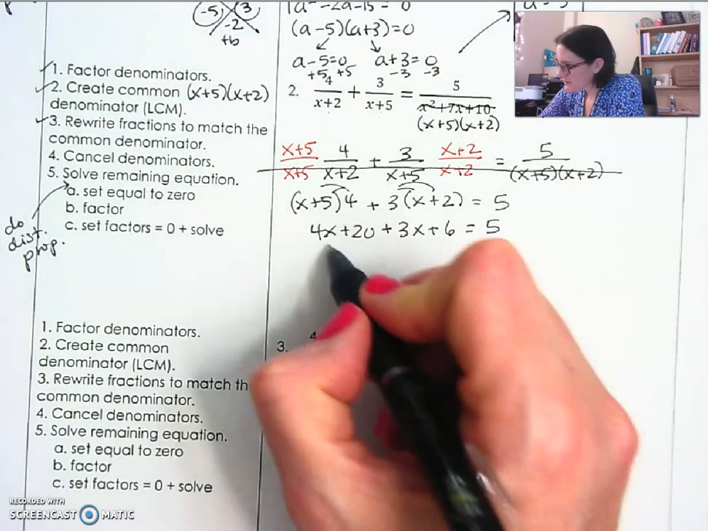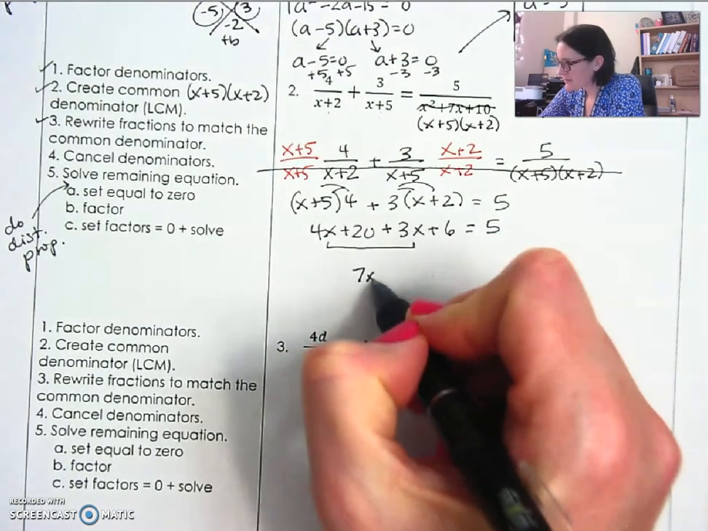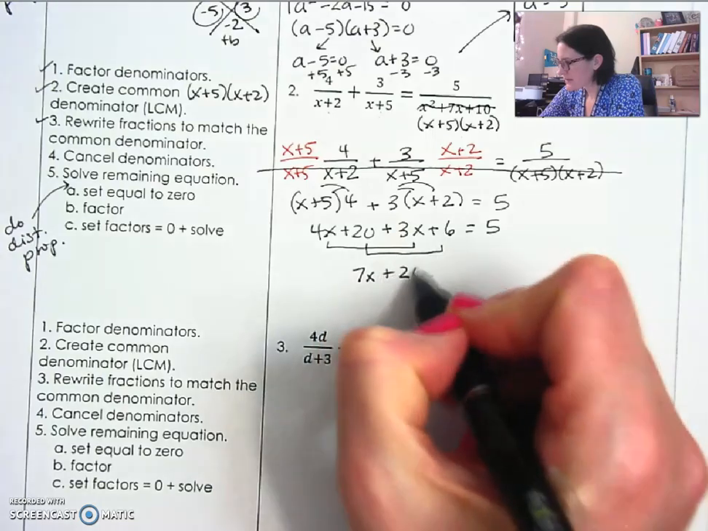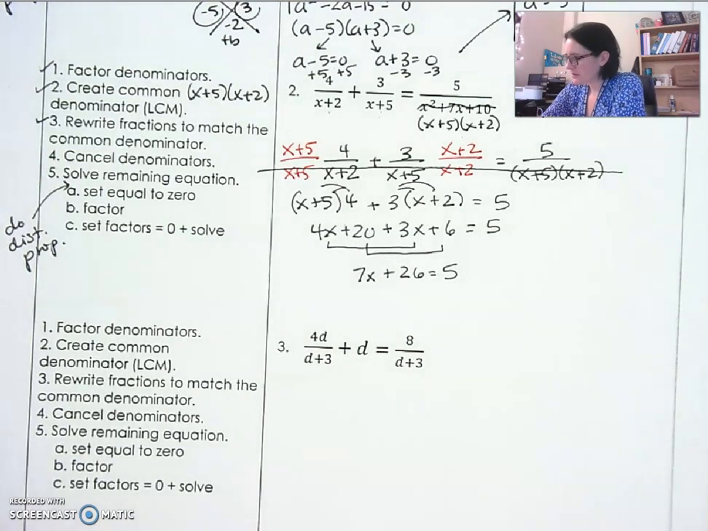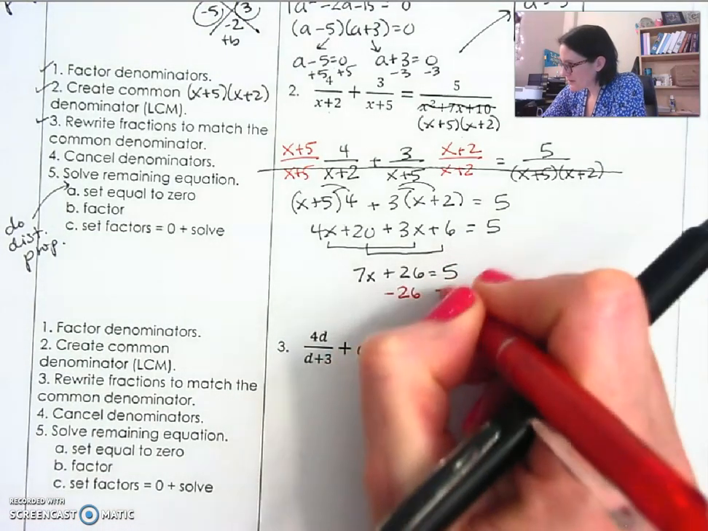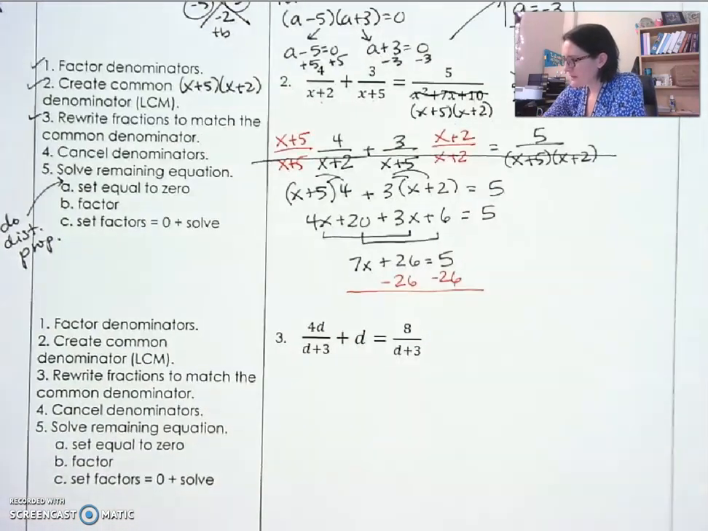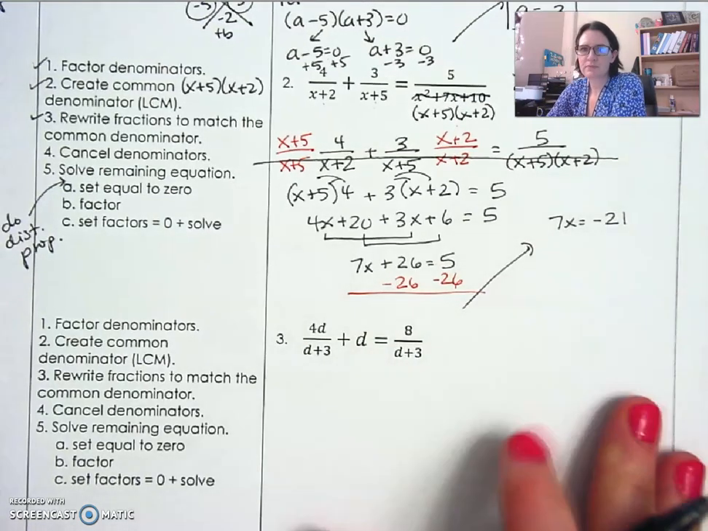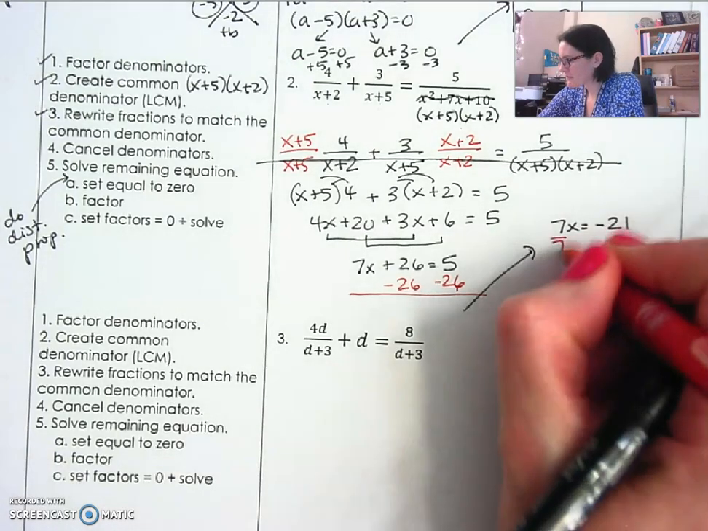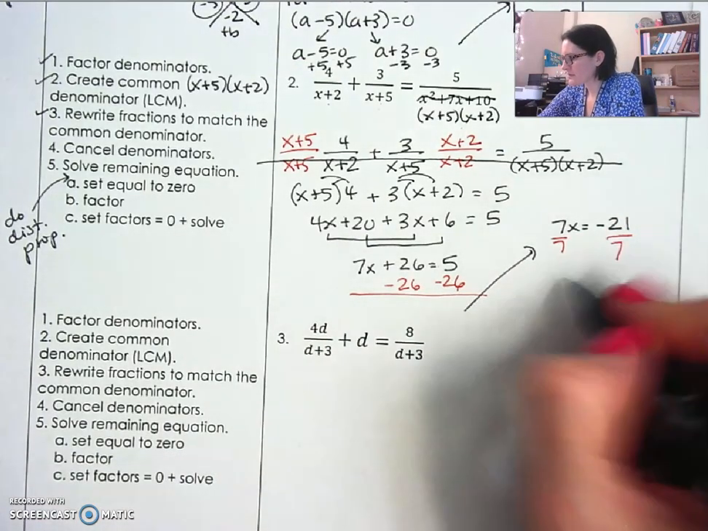Combining like terms gives me 7x plus 26 equals 5. Now, since this doesn't have a quadratic, we don't need to factor. We can solve this in the traditional way we solve linear equations. So we would subtract 26, and that would give me 7x equals negative 21, and then divide by 7, and x equals negative 3.